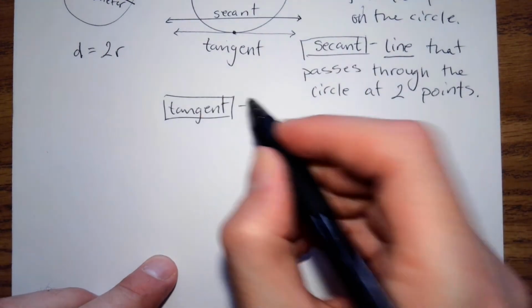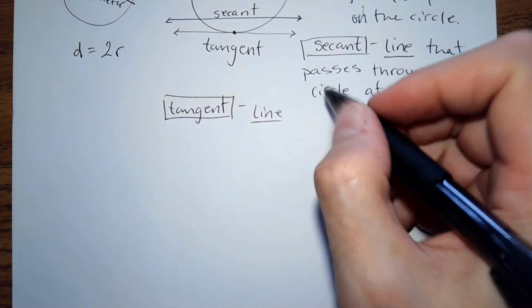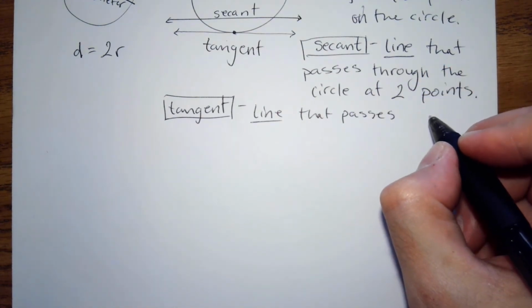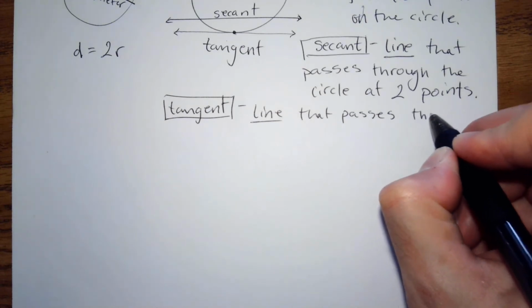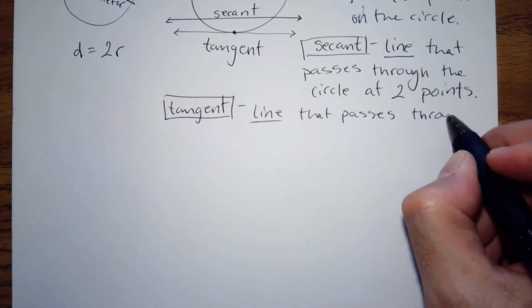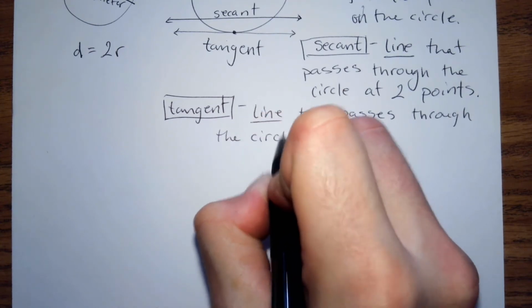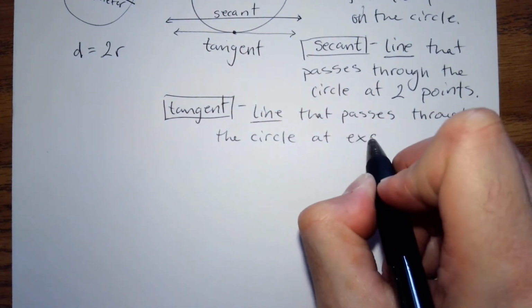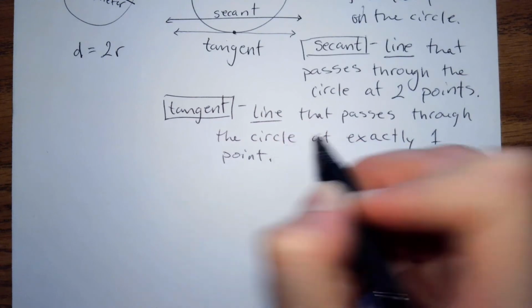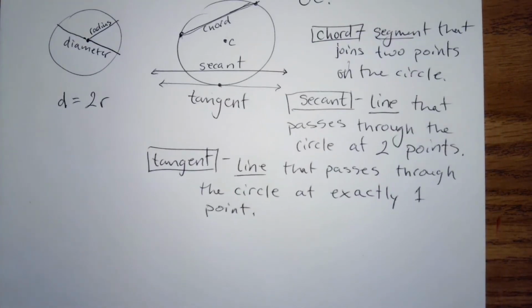So a tangent is a line that passes through the circle at exactly 1 point. So tangent, secant, chord, diameter, radius, all very simple stuff.